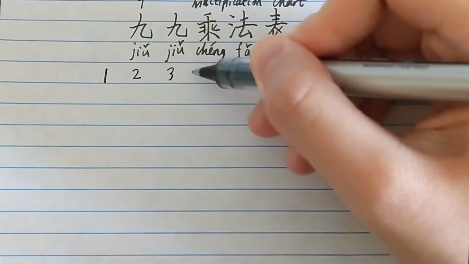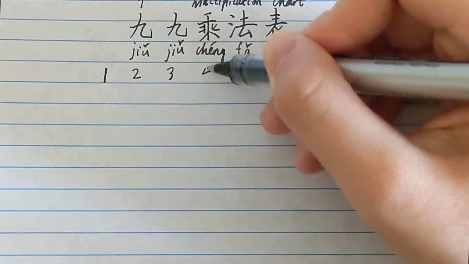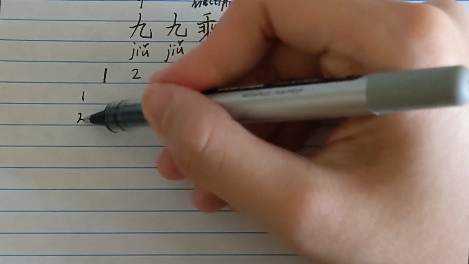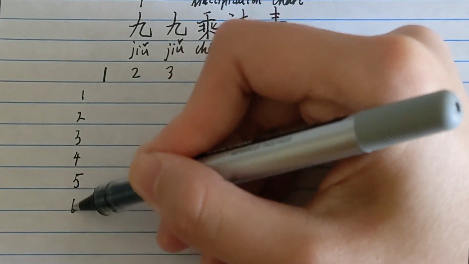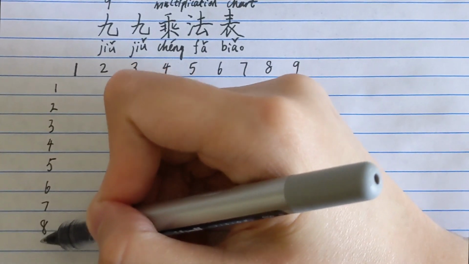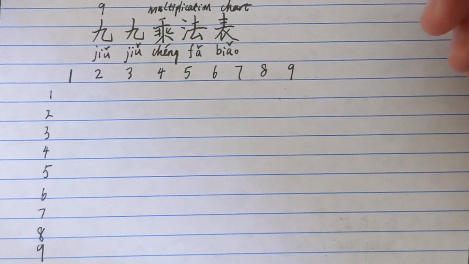So to demonstrate what this rhyme is like, let me first write down this 1, 2, 3, 4, 5, 6, 7, 8, 9 here, and 1, 2, 3, 4, 5, 6, 7, 8, 9 here. Alright, let's start the rhyme.